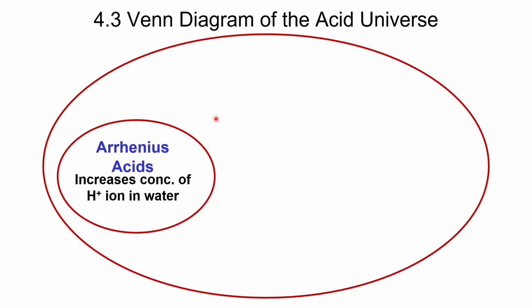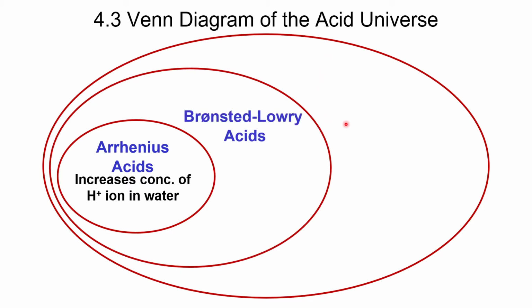Now, there is a broader category of acids that we will refer to that are called Bronsted-Lowry acids. Bronsted-Lowry acids are things where we first of all get rid of the need for water. So we don't have to have water in the definition for Bronsted-Lowry acids, and then we also focus just on the H plus, and so we call it an H plus donor. So Bronsted-Lowry acids are H plus donors.